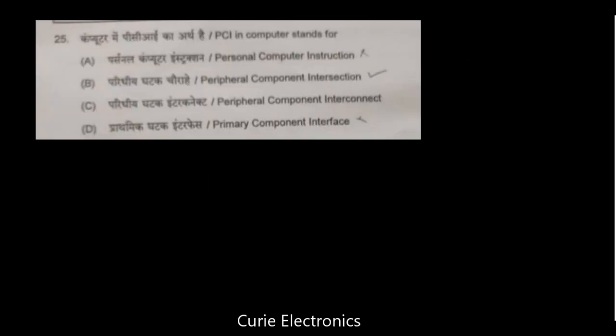Let's move to the next question. Question number 25. PCI in computer stands for Peripheral Component Interconnect. It is there. Option C is the right answer. Peripheral Component Interconnect.